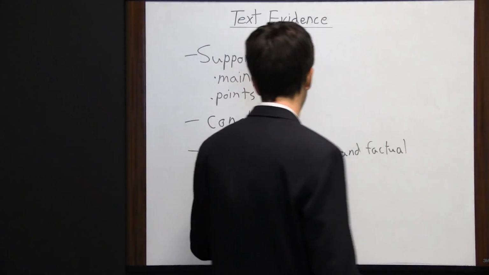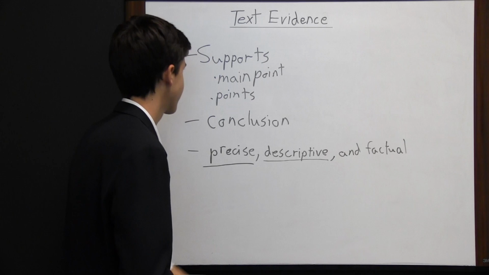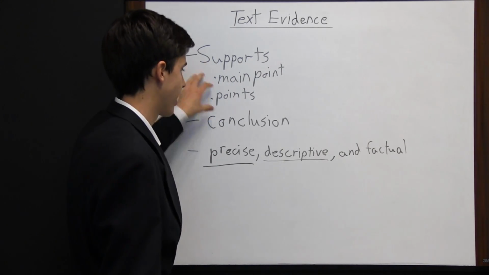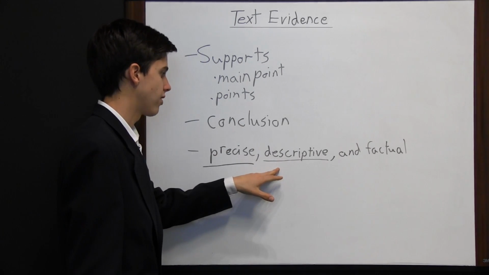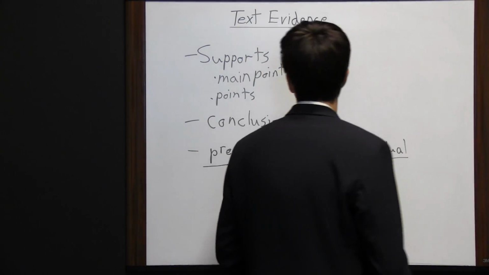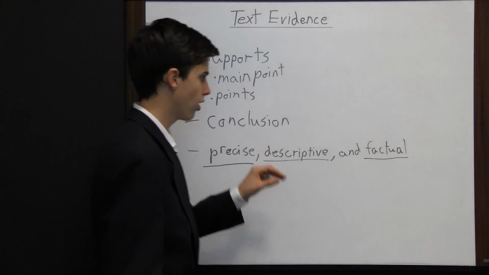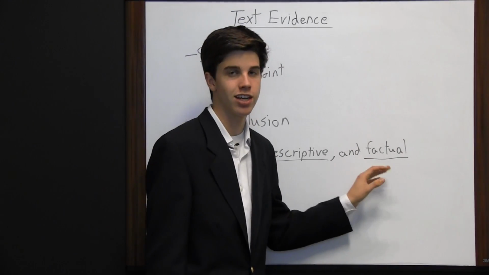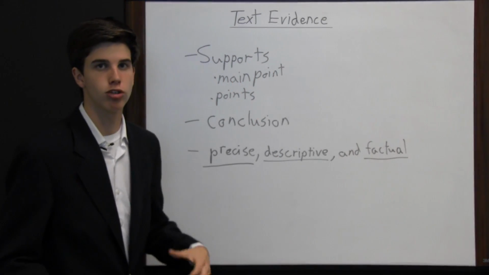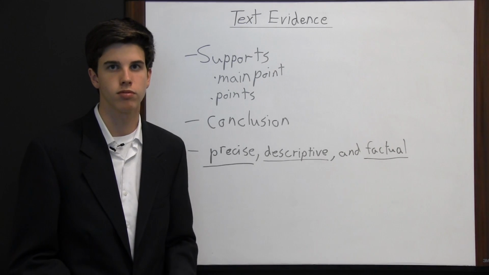It's also important that this text evidence is descriptive, because again, main points and points are vague, so it's important to have something very descriptive. And it's also important that they're factual, because since the text evidence is backing up or supporting the main points and points, it's important that these facts are factual, so that it's actually credibly backing up the main points and points throughout the story.